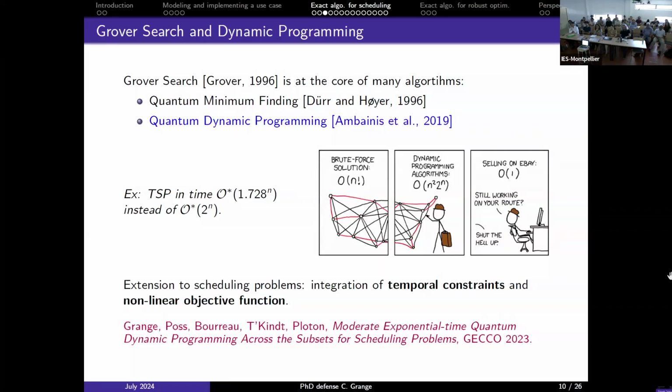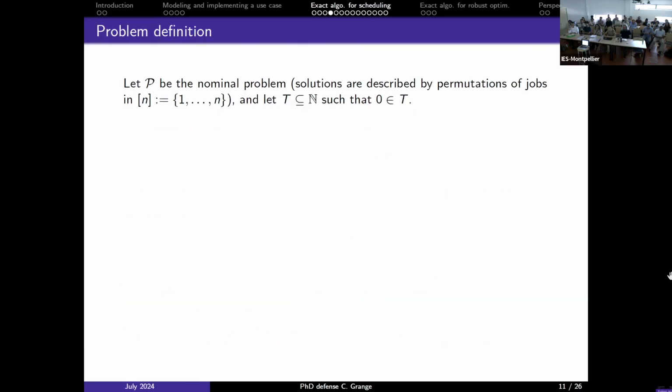And for that, we had to integrate temporal constraints and also to deal with non-linear objective functions. So next, I will present you the kind of problems we can tackle with this algorithm, and I will describe this algorithm after. So let me begin with the problem definition. So I will now present the nominal scheduling problem that I tackle. And what is really important to notice here is that each solution is described by a permutation of n jobs. And I also introduce a set T that will represent the set of starting times.